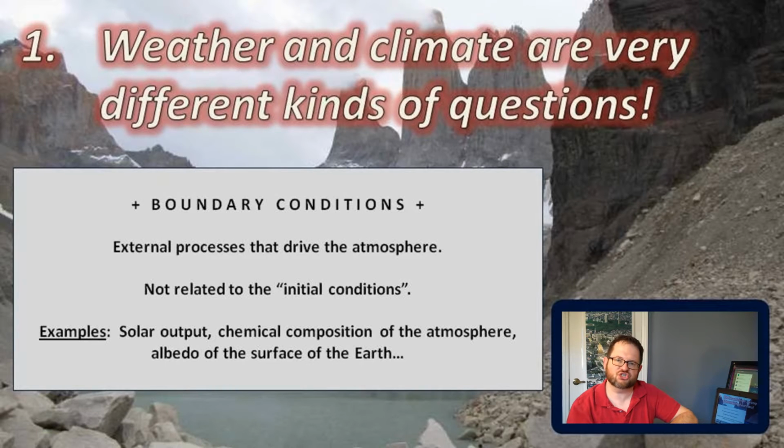Changes in the chemical composition of the Earth's atmosphere, like the addition of greenhouse gases and so on. The overall albedo of the surface of the Earth and so on. These kinds of factors are external to the primitive equations. They're inputs. We have to tell the model what to assume for the albedo at the surface of the Earth at this grid point. We have to tell the model how much energy the sun is emitting at any given time. That's input into the model, but it's not what's called an initial condition. It's called a boundary condition. This is a term that comes to us from mathematics.